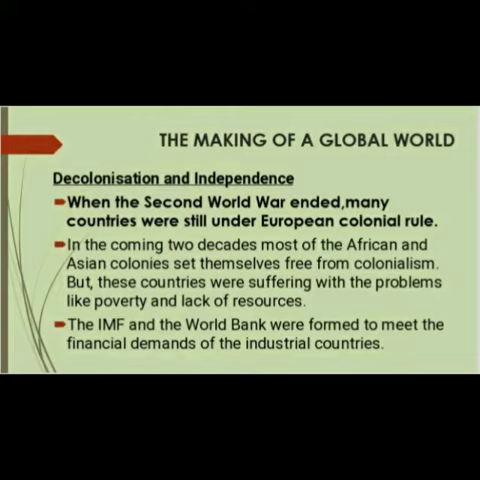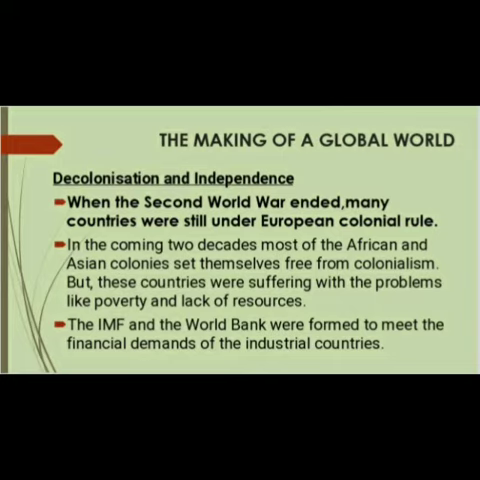Decolonization and independence. Though the Second World War had come to an end, there were still many countries under European colonial rule. So, in the coming 2 decades, most of the African and Asian colonies set themselves free from colonialism. But these countries were suffering from problems like poverty and lack of resources. They had turned into non-developed economies because of the plunder they had borne due to colonial rule.